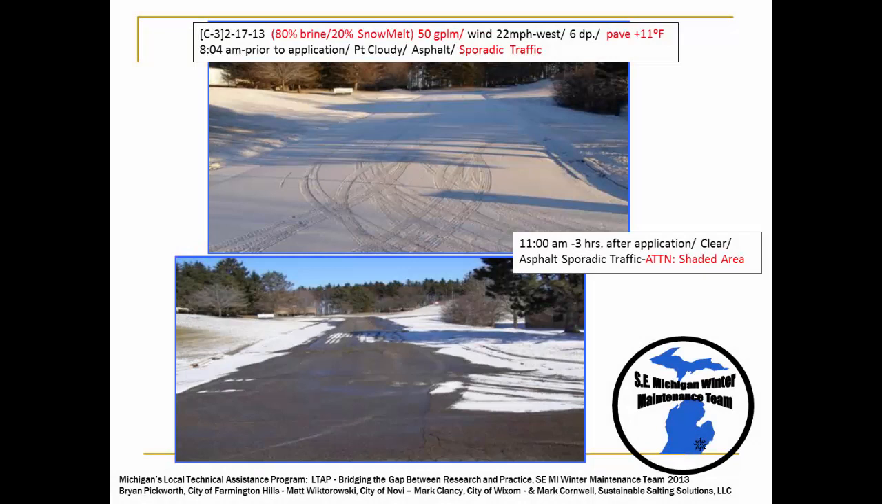For this example on a cul-de-sac, the pavement temperature is 11 degrees Fahrenheit, so an enhanced brine blend consisting of 80% salt brine and 20% snow melt was used. The pictures show the conditions prior to a post-treatment of 50 gallons per lane mile and 3 hours later. Note the residual snow in the shaded area where the sun has not impacted pavement temperature. When post-treating, a blast at a higher application rate in the shaded area would have addressed that variable.